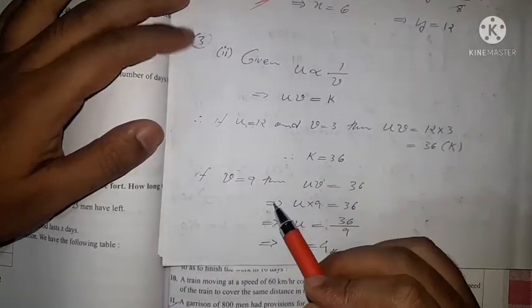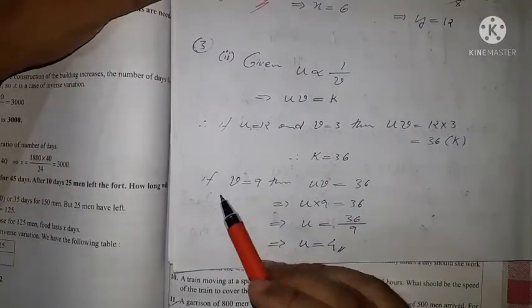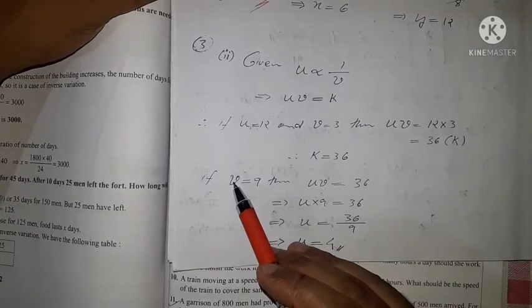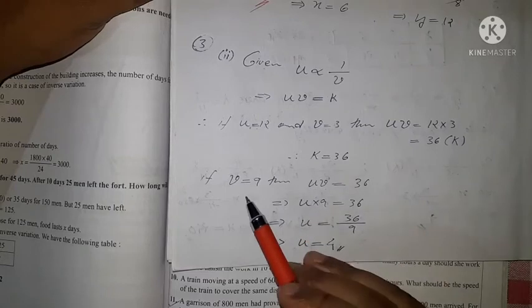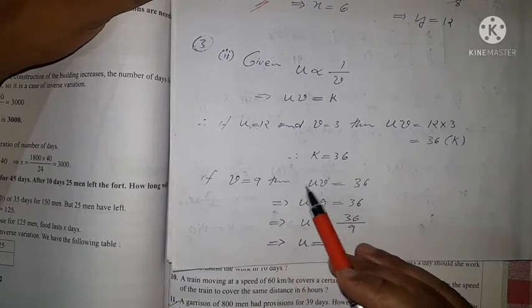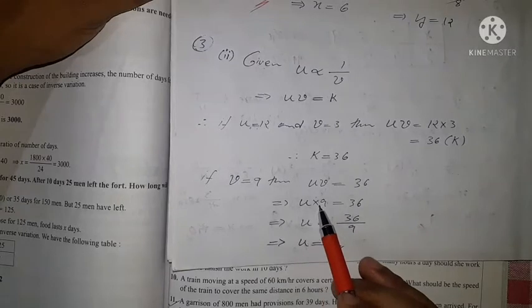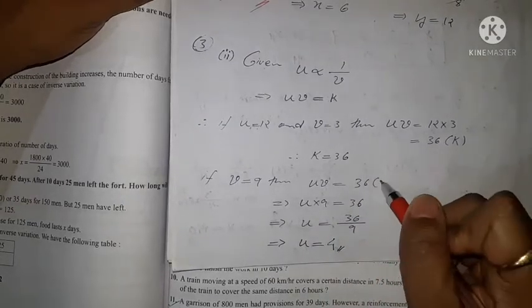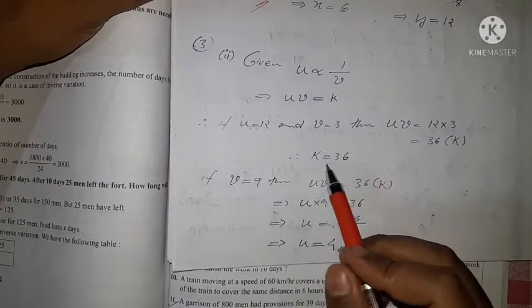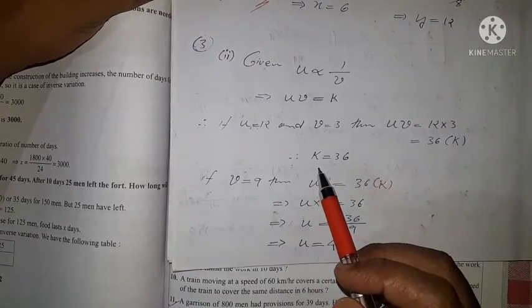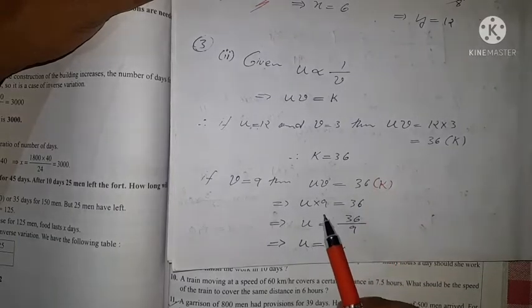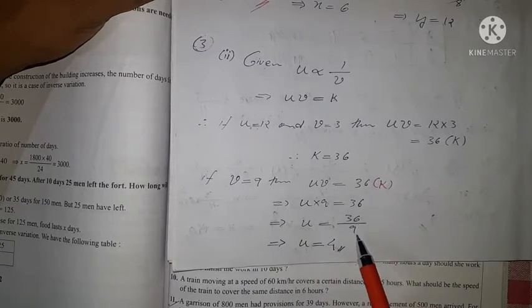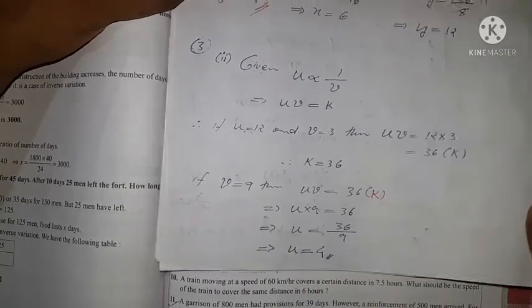Once we have the value of k equal to 36, we are asked to find the value of u when v is equal to 9. So if v is equal to 9, then u into v is equal to 36, that is u into 9 is equal to 36. Since it is inversely proportional, u into v is constant, and the value of the constant is 36. So u is equal to 36 by 9, that is, the value of u is equal to 4.